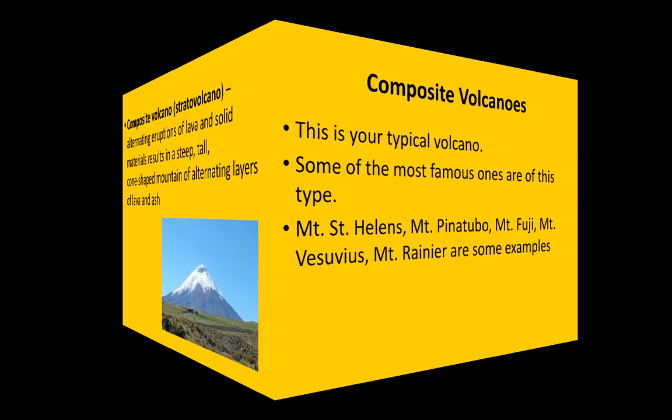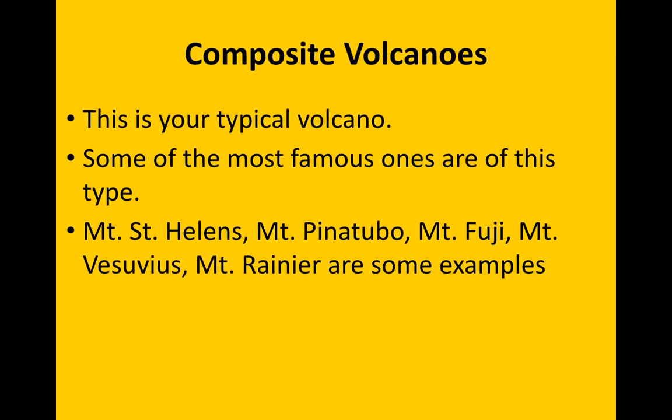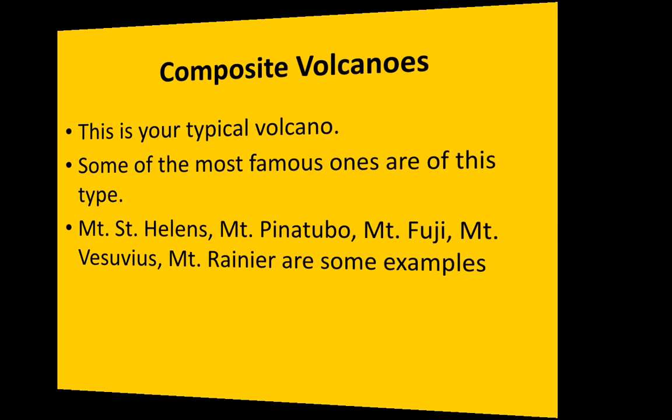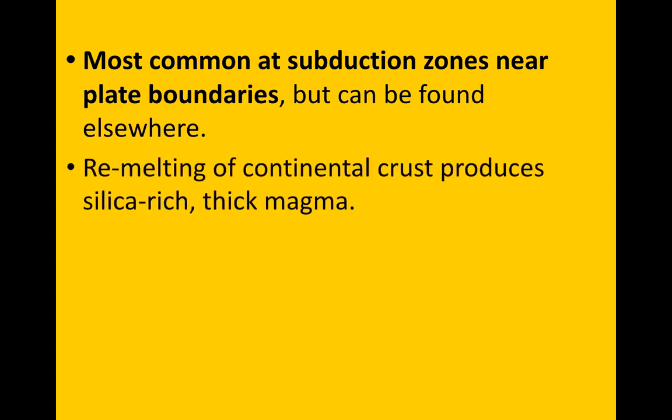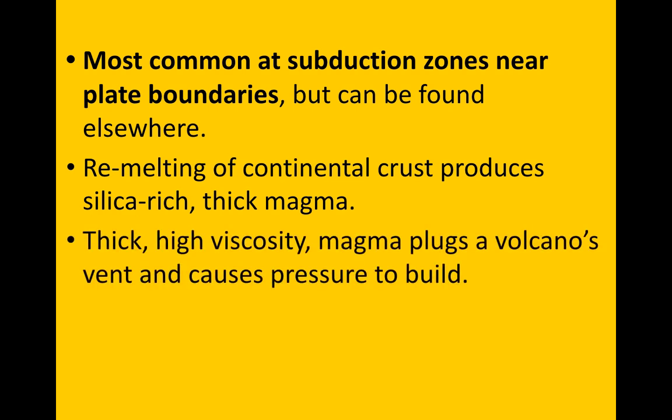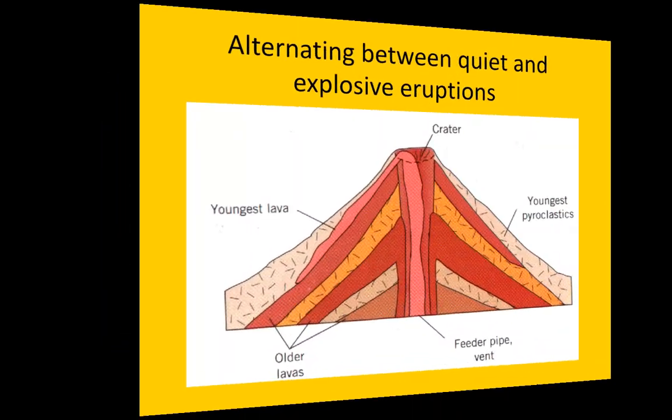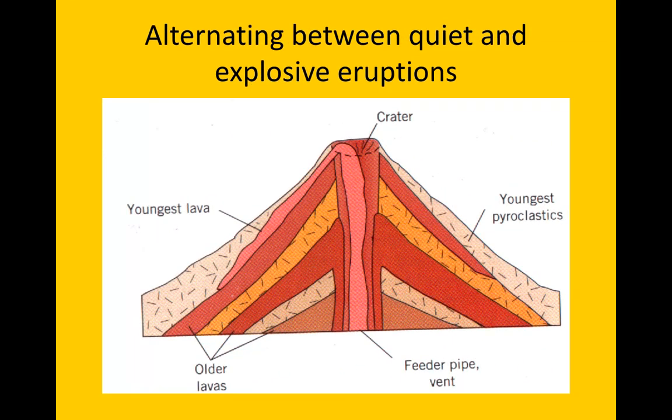They're very high silica, usually found in subduction zones. Some of your most famous volcanoes are composite volcanoes. They're the ones that when they erupt, they can produce a lot of pyroclastic flow. They can cause a lot of damage with flooding, avalanches, mudslides, you name it. So very common at subduction zones where you get remelted continental crust, very silica rich, very thick magma. And you remember the deal from before. We talked about this. High viscosity blocks the vent, pressure builds, and you know what can happen next. So you get alternation between quiet and explosive eruption. So you have your longest lava.